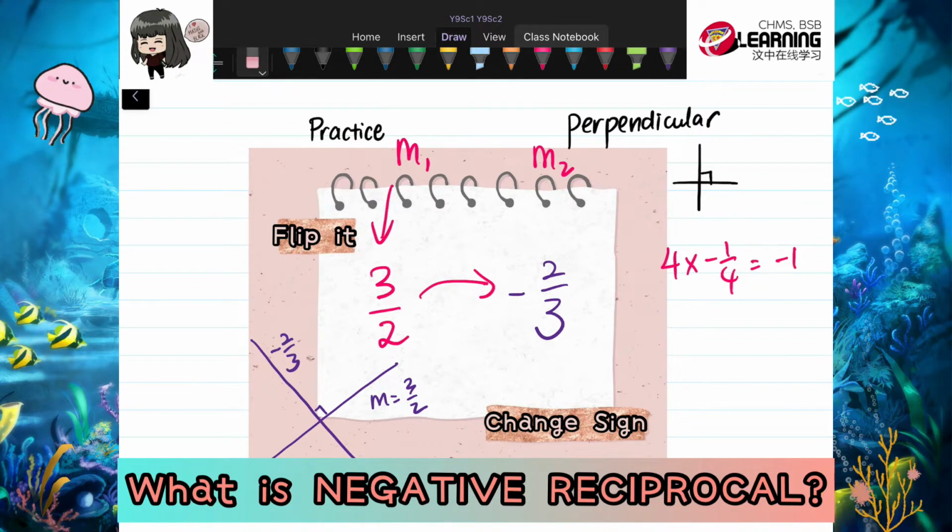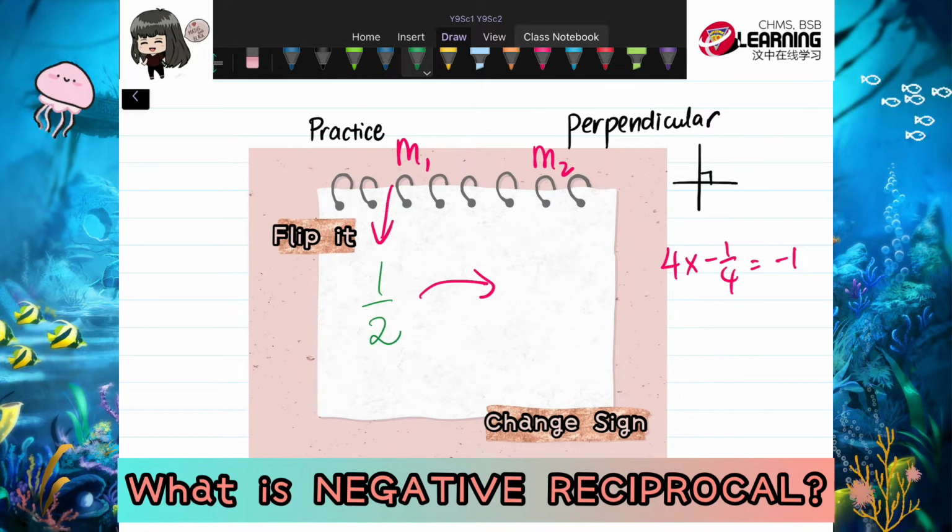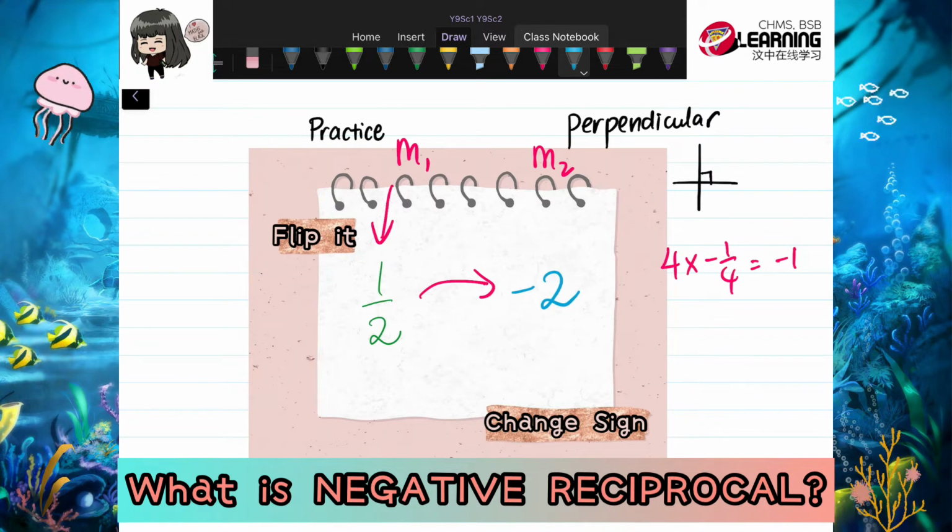So remember this, try again. If my first m is 1 over 2, what is my m2? 2 seconds. 1, 2. So the answer is negative 2. Do you get it correctly? If yes, well done. If not, you have to practice on your own. Just remember, change sign, flip it. That's what we call negative reciprocal.